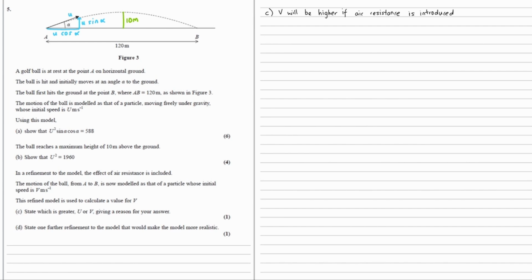Part D says state one further refinement to the model that would make the model more realistic. For part D, we can say that in real life, the ball is not actually a particle. Therefore, we can say the ball's size, shape, or dimensions can be included in the model.